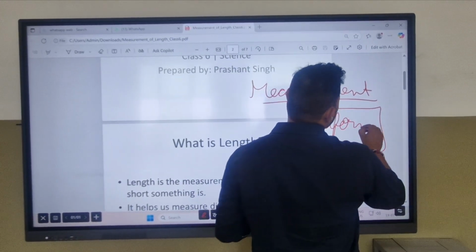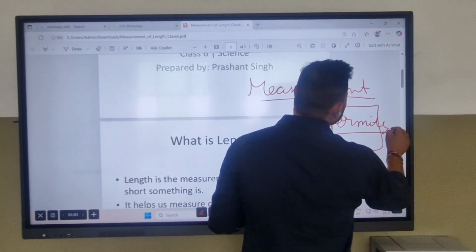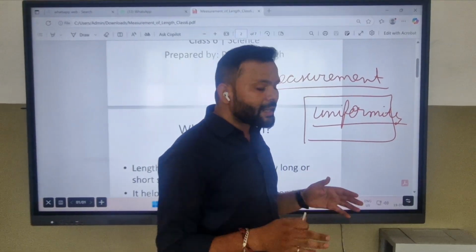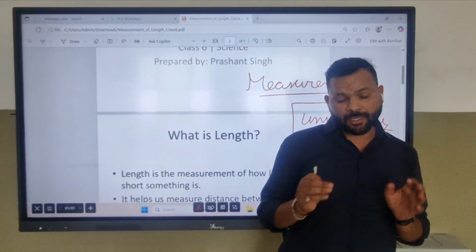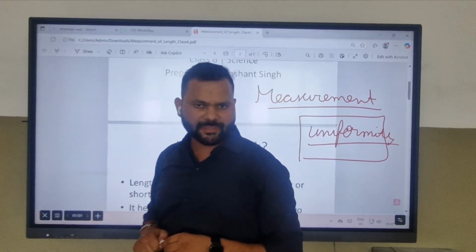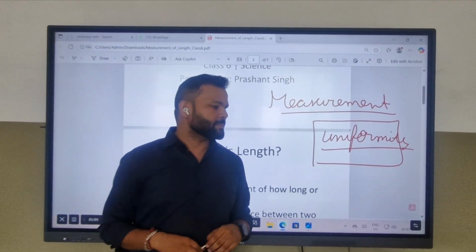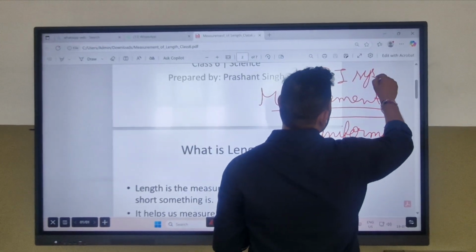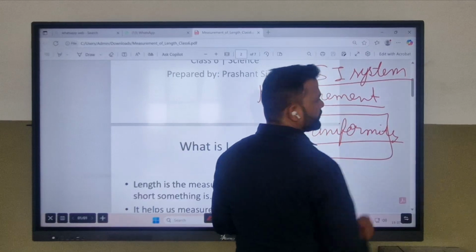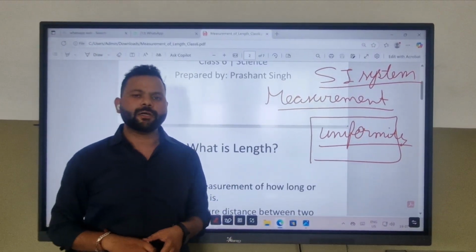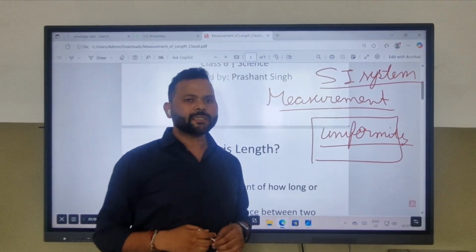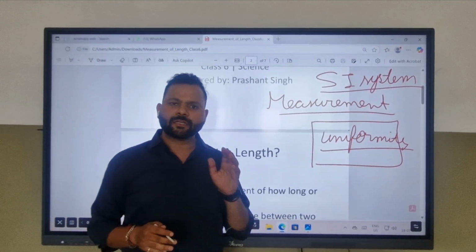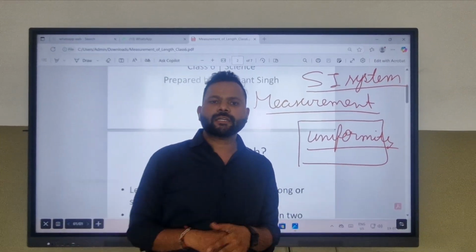So in order to cover all this, scientists decided to form a system where there should be uniformity in measurement. To introduce that, the scientists gave us a system known as the SI system of units, in which they told us that an object should be measured in a standard quantity.